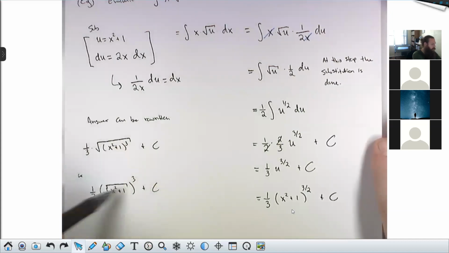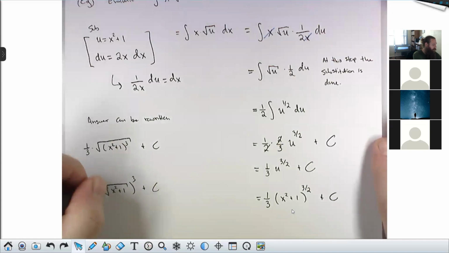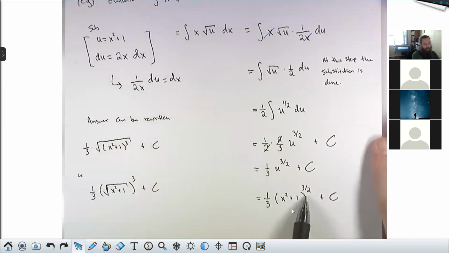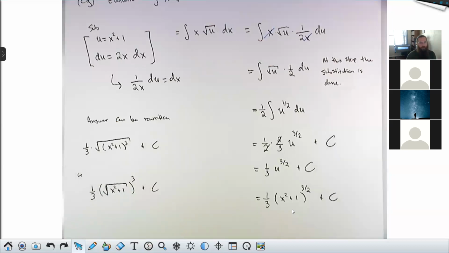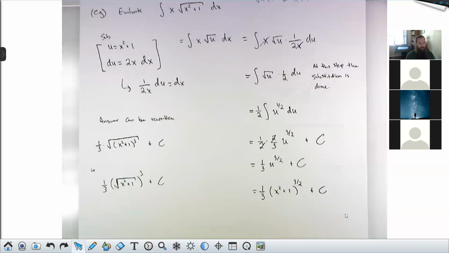But because there's no way to distribute the square root, there's no way to distribute this power. In this expression, you could FOIL out the x squared plus 1, right? You could write it as x squared plus 1 times x squared plus 1 times x squared plus 1 and then distribute everything. But there's really no sense in doing that. So 99.999% of the time, the right way to leave it is just like this. This is the nice answer. All right, any questions on this fella?